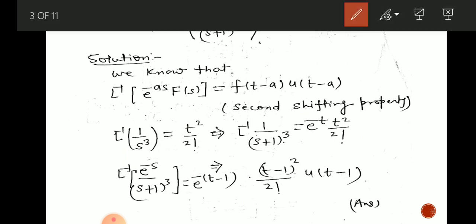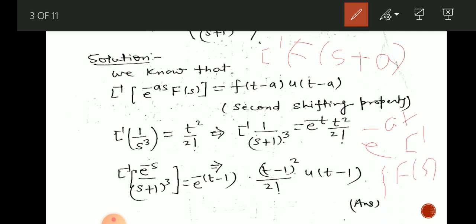It is better to recall here that according to the first shifting property, the Laplace inverse of F(s plus a) is equal to e to the power minus at times the Laplace inverse of F(s). This property is known as the first shifting property in the inverse Laplace transform.